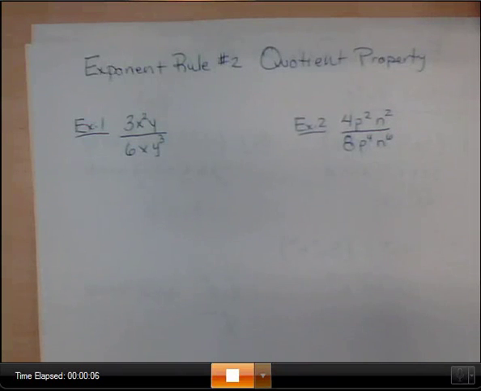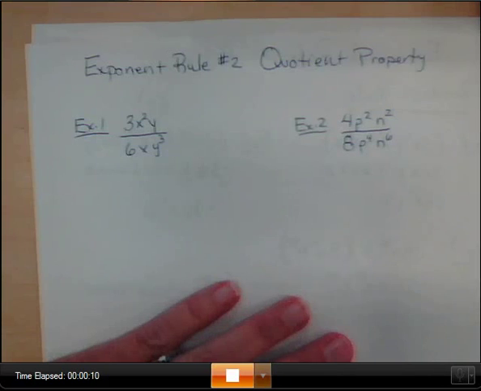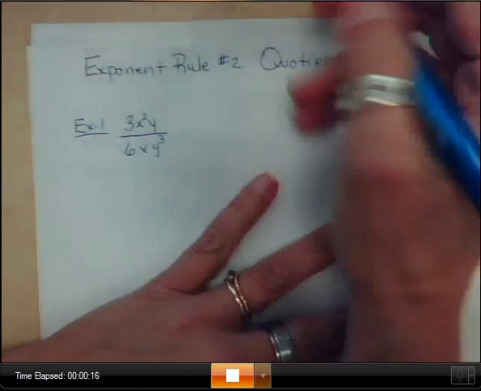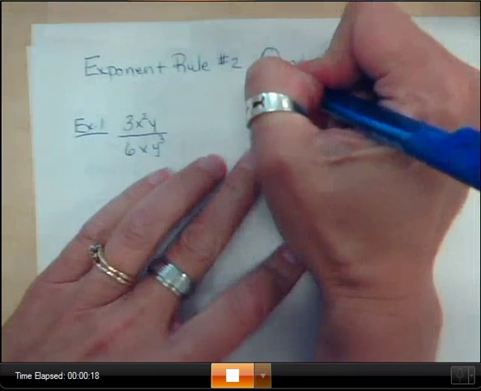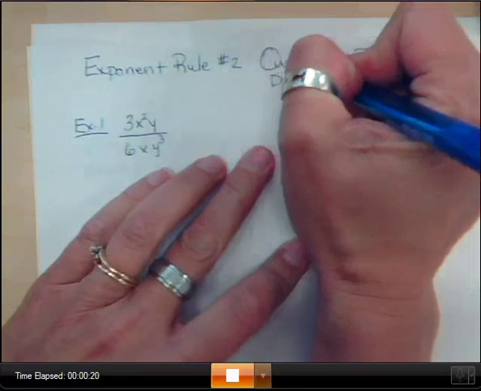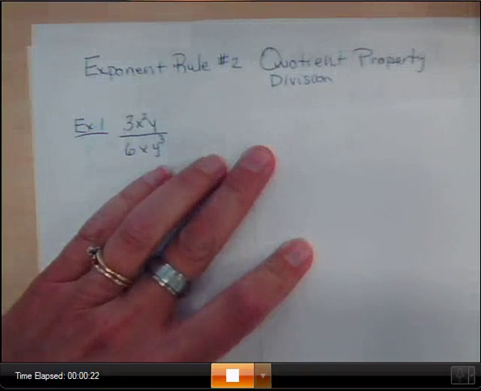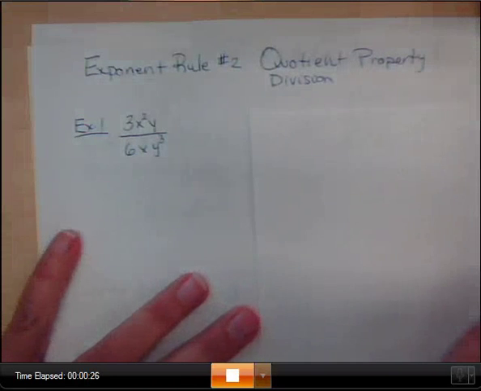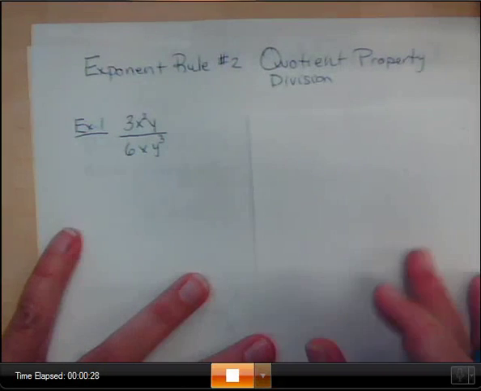Okay, this video is talking about exponent rule number 2, the quotient property. And so when we are working on this quotient property, remember quotient means division. The quotient is the answer to a division problem. So we're going to start it the same way that we did before.